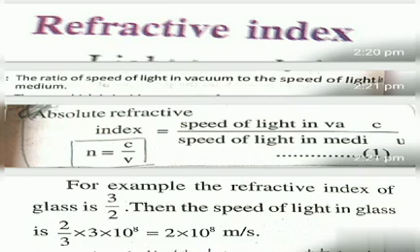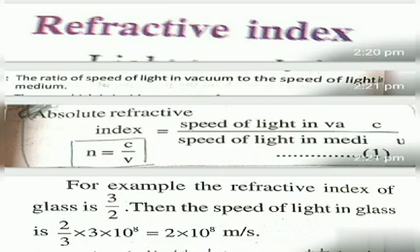In the place of n we have to write 3 by 2. Okay, and we know the value of c: 3 × 10^8 meters per second. So 3 by 2 equals 3 × 10^8 meters per second divided by v. By this we can identify the speed of light in glass also. n equals c by v. If the refractive index of glass is 3 by 2, then what is the speed of light in glass? Can we identify? Yes, we can identify.